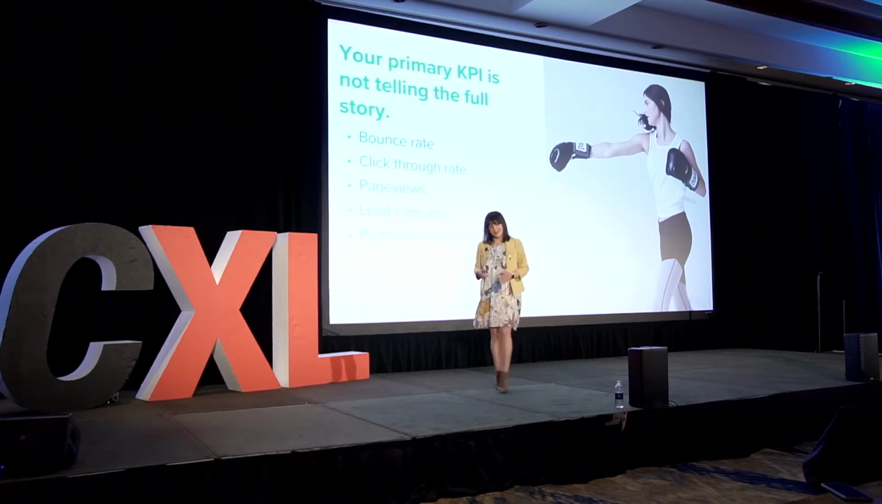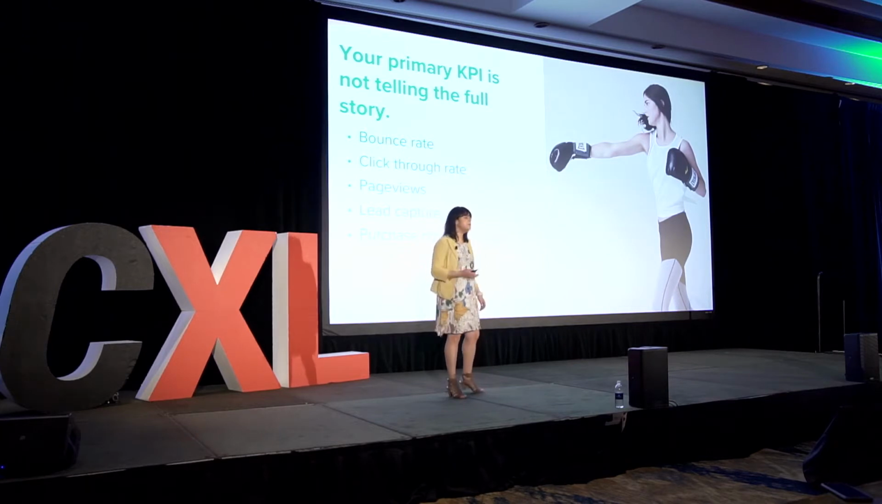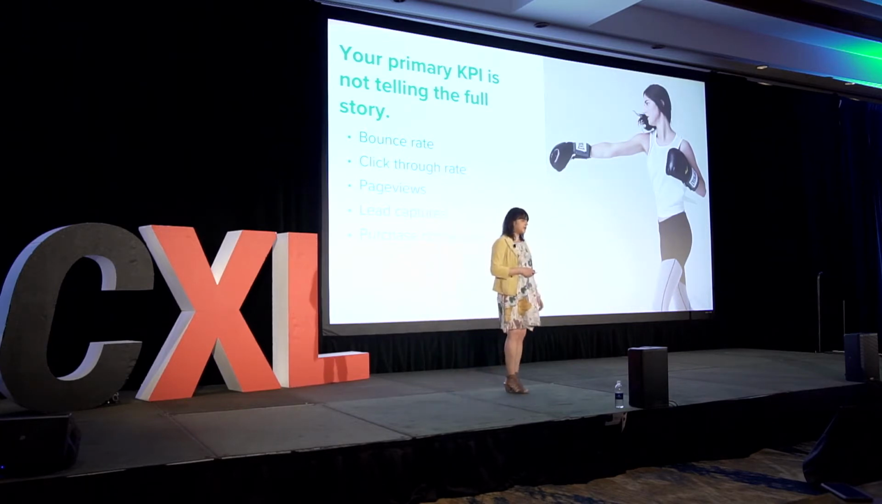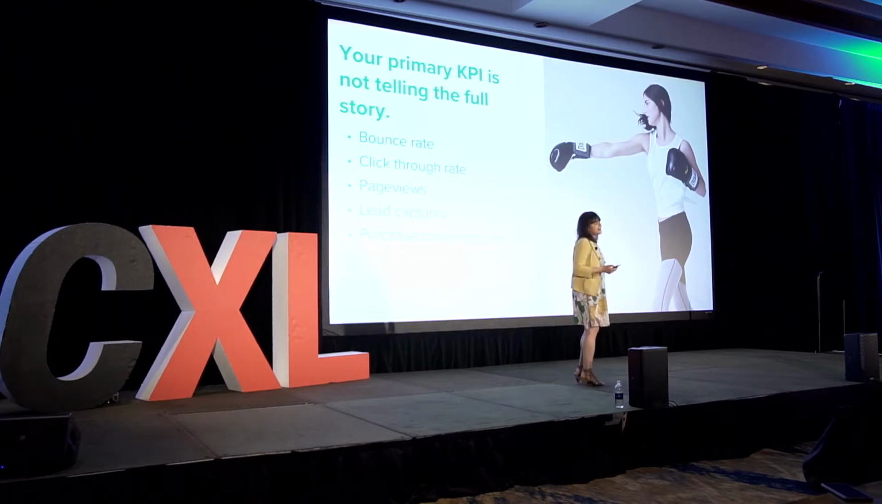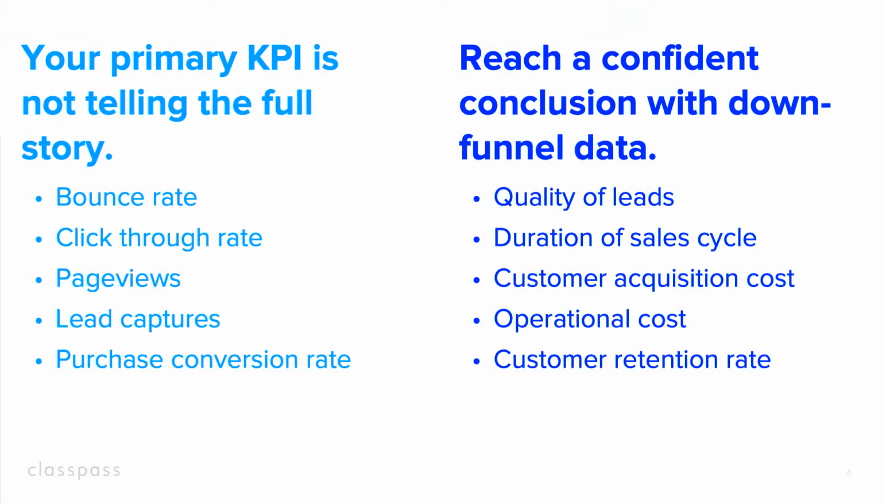The main takeaway here is that your primary KPI, your primary key performance indicator, is not telling the full story. Things like your bounce rate, your click-through rate, page views, lead captures, or purchase conversion rate aren't telling the full story of what happens after the fact. How is your optimization really impacting the long term for your company? That's where downfunnel data kicks in. With downfunnel data, you can start to see that full story. You get more visibility, and you can reach a confident conclusion on how your optimization is really impacting your business.